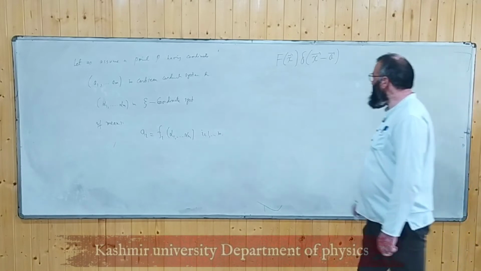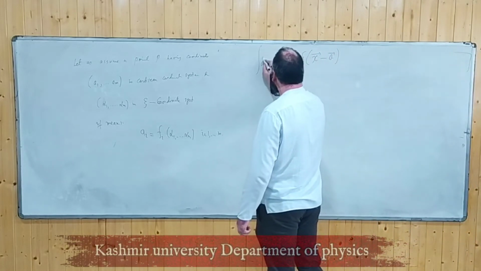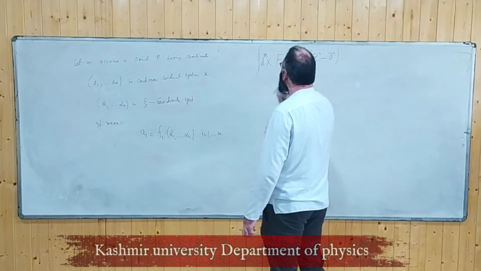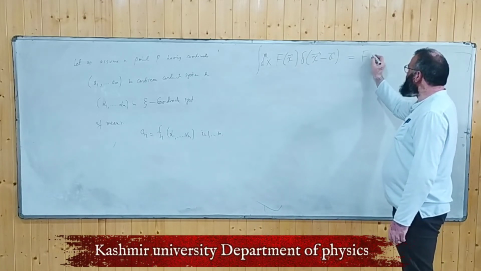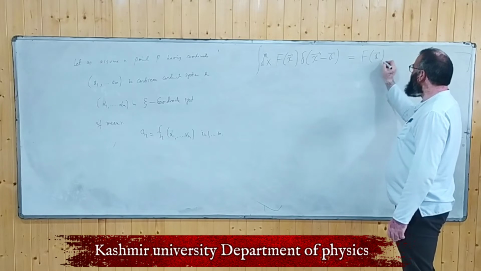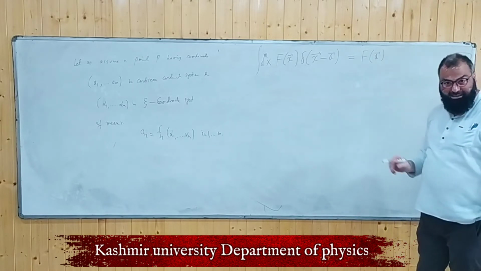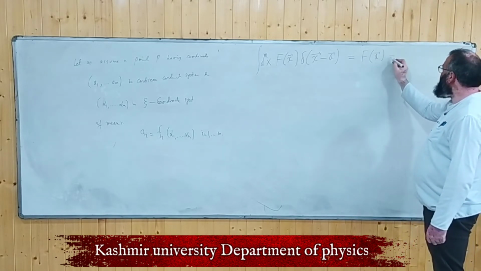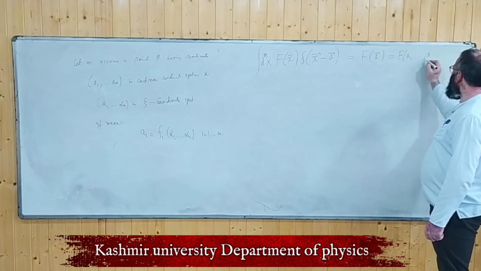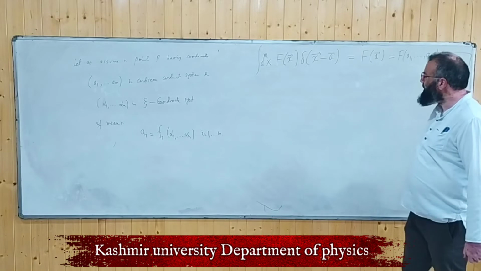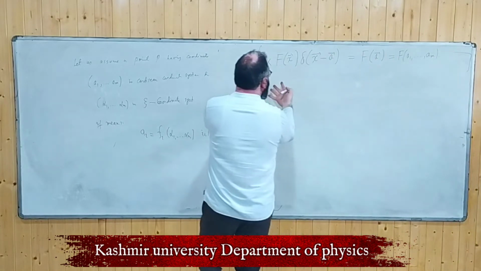Clear? So, integrate over this x. What will it be equal to? F of vector a. Is it true? So what is that equal to? It's simply equal to f of a1 through am. Okay. So what is this object equal to?